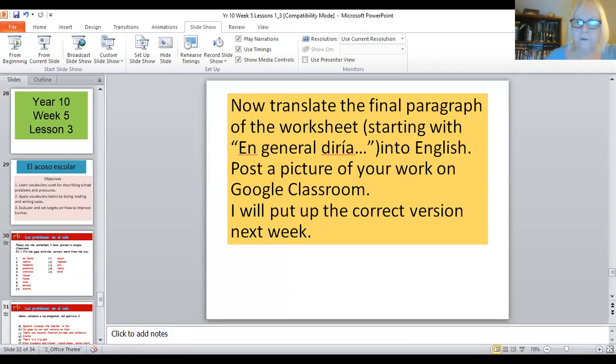Here it is again. So you've done the gap fill. You're now on exercise 2. Contesta a las preguntas sobre el texto en inglés. So what is his favorite subject and why? How does he get to school and so on? So you're answering these in English.